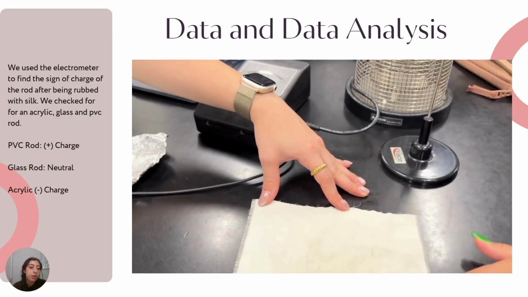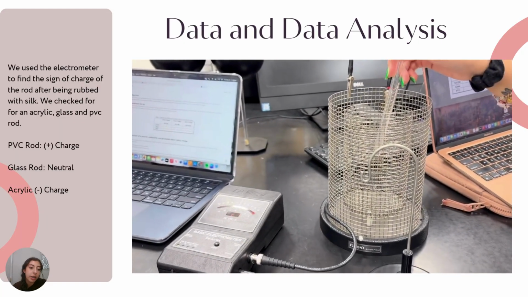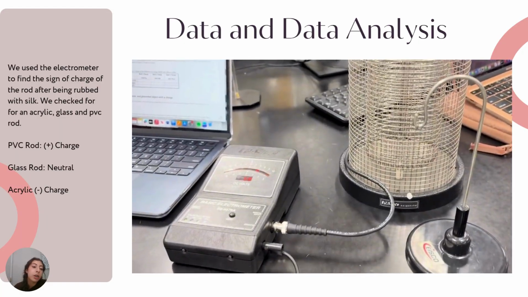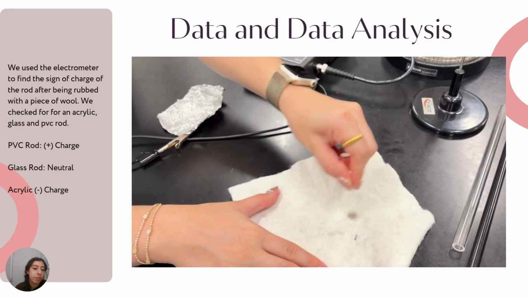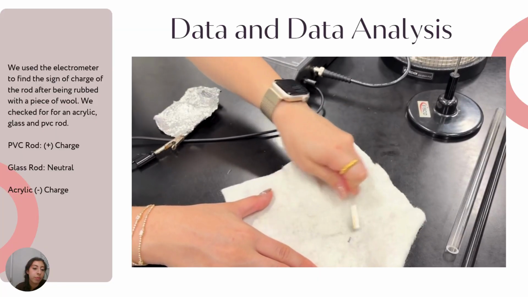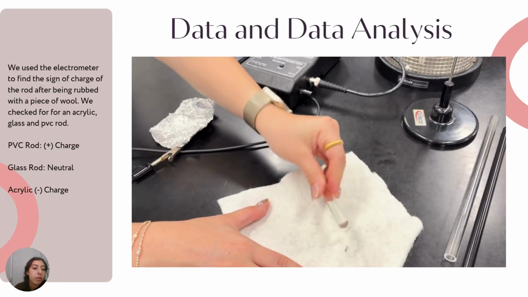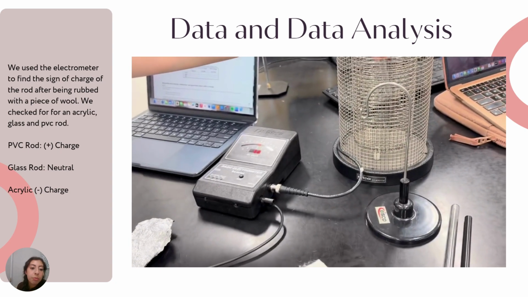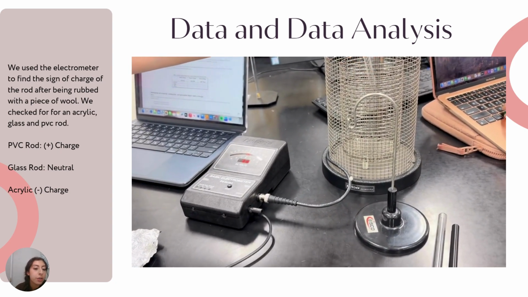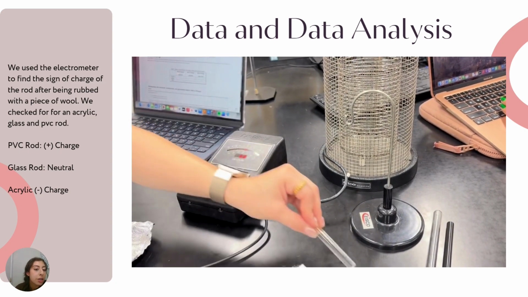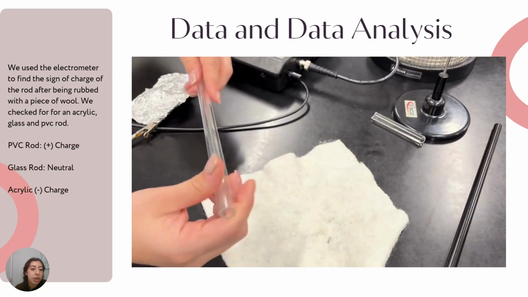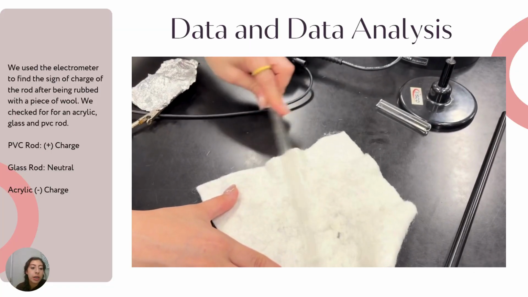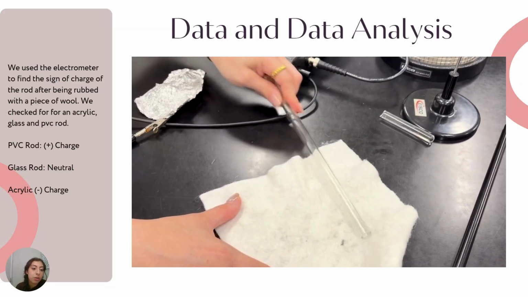So next we charged the PVC rod, and we saw a positive charge. So the same thing can be said for the silk. We charged the glass rod as we did many trials, and we really didn't see any change. It would stay neutral as well.